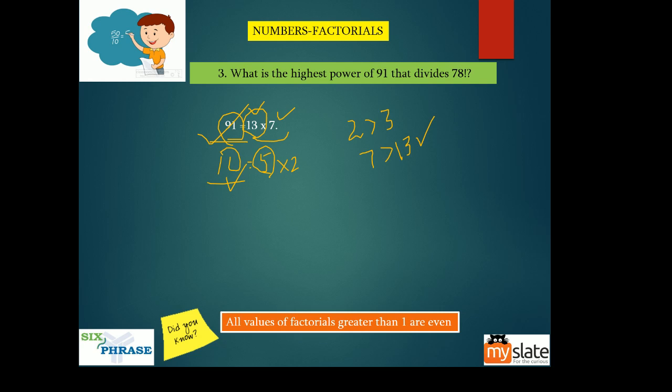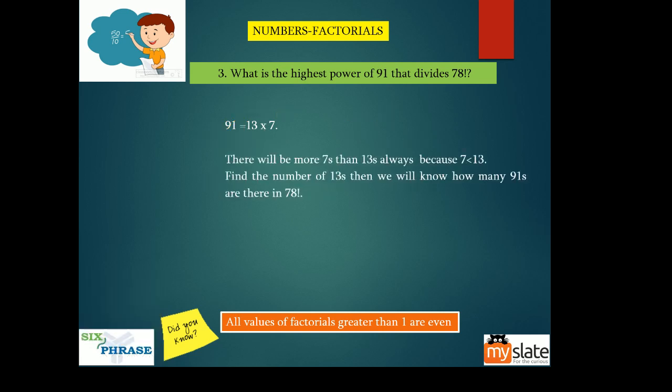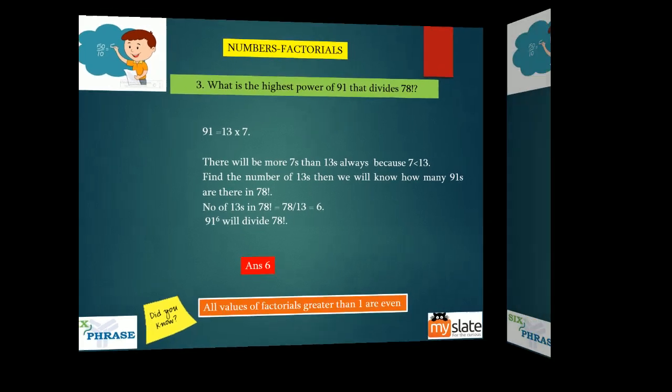So you have to find the number of 91s in 78 factorial. You know how to find it; we've already done this. Find the number of 13s. How do you find the number of 13s? 78 divided by 13, you get 6. You don't do 78 divided by 13 squared, because that would be 169, which is greater than 78. So you stop here. So 91 power 6 will divide 78 factorial. The number of 13s is 6, so the number of 91s will also be 6.